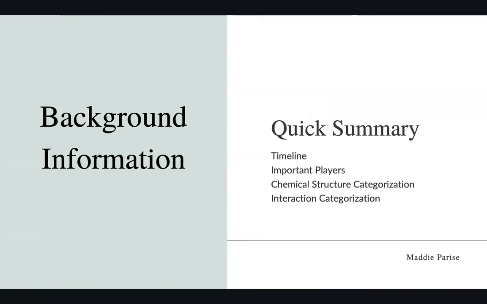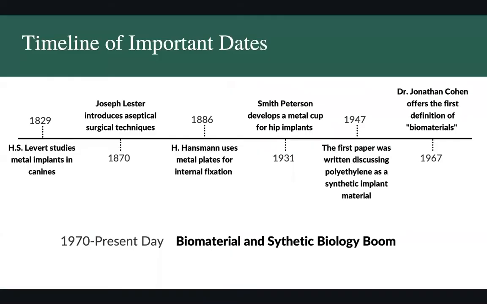So to start with the background information, I'm going to be focusing on four main areas. First, the timeline and the important players, the chemical structure categorization, and the interaction categorization. So biomaterials have been around for ages. The first major development in biomaterials was in 1829 when H.S. Leverett studied metal implants in canines.